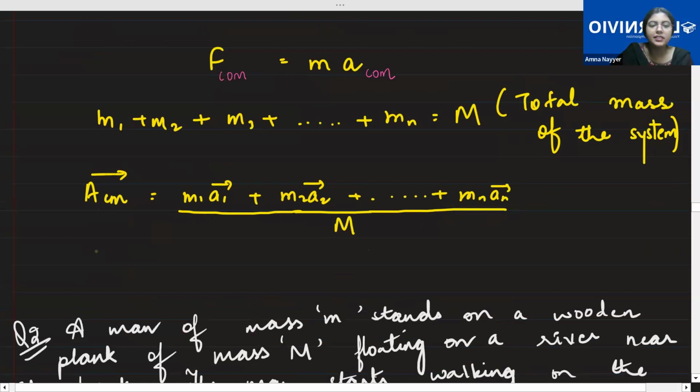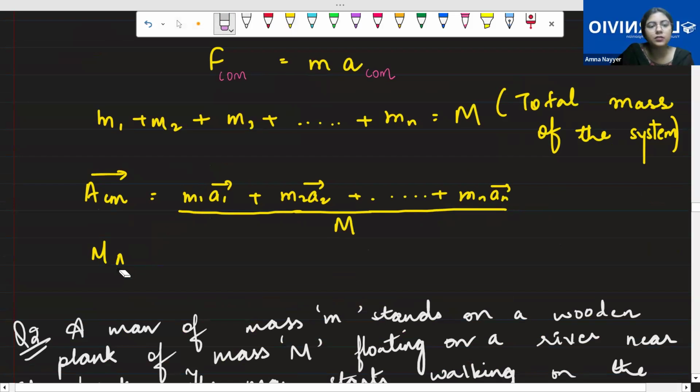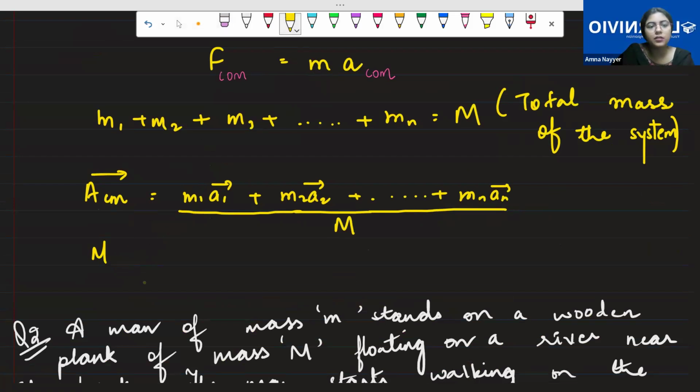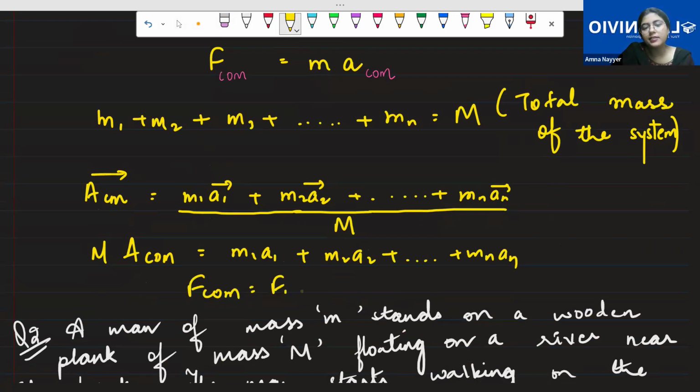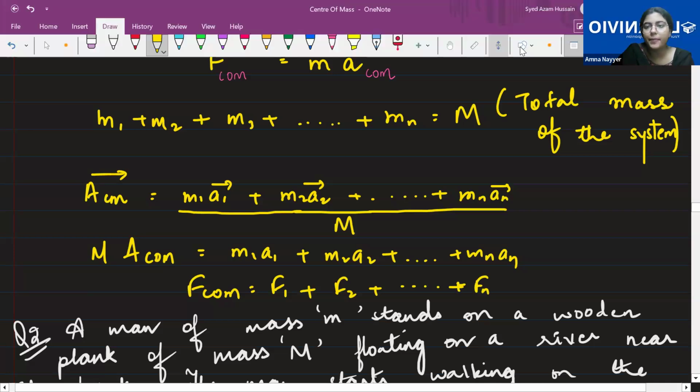Now, if I shift this here, this will be M into the acceleration of the center of mass, equal to m1a1 plus m2a2 up till mnth anth. What is this? This is the force on the center of mass. This is F1 plus F2 plus F3 till Fnth. So this will be the formula.